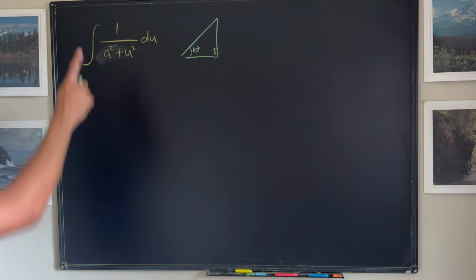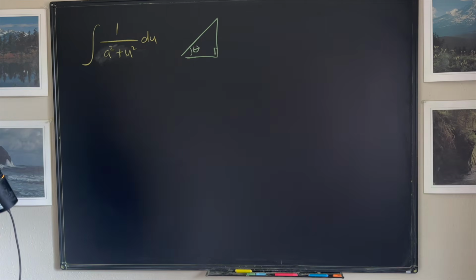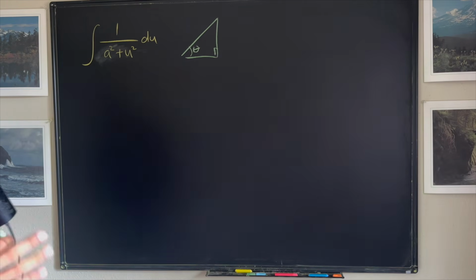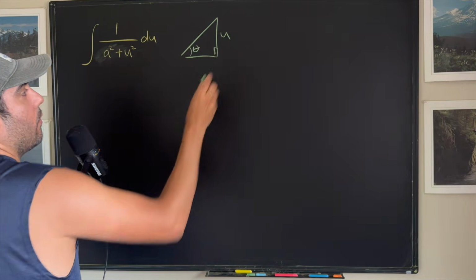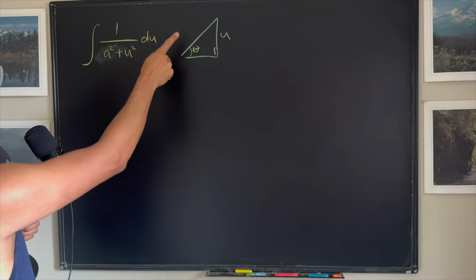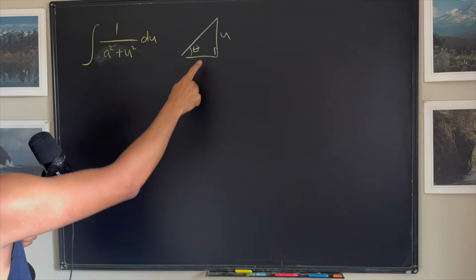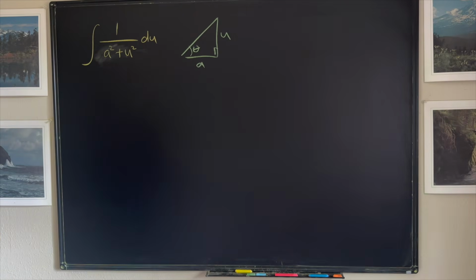Okay, let's continue. We have the constant squared plus the variable squared. In this particular case, what you want to do is make your opposite side your variable, kind of like what we did with the previous problem. But instead of making the adjacent or the hypotenuse side your constant, you're actually going to make that your adjacent side. So this is going to be u right here, or a. I'm so sorry about that.